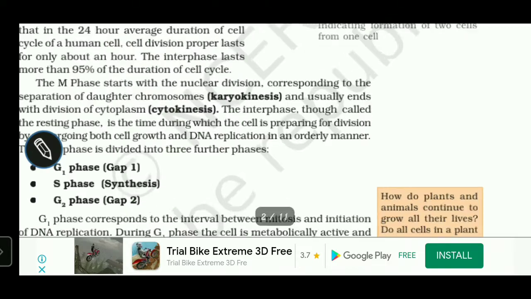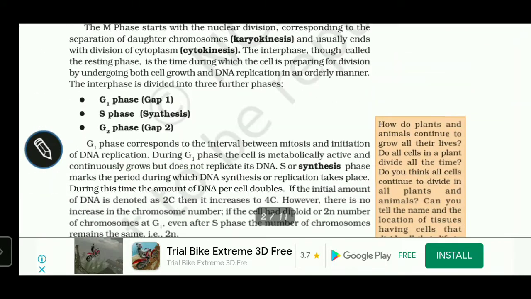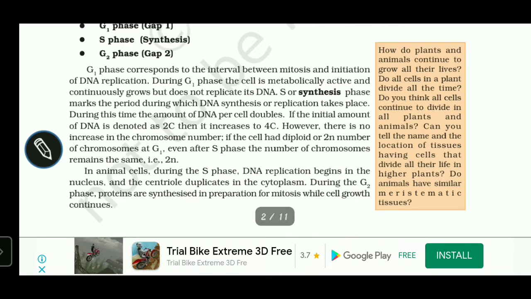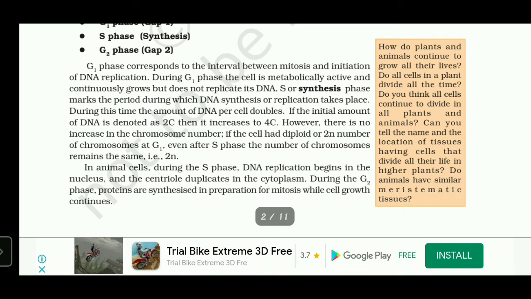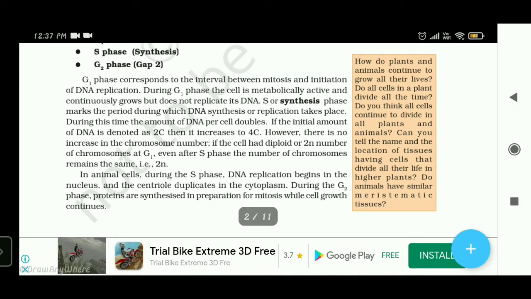In the last class we discussed the three phases of interphase, which were the G1 phase, the gap 1 phase, the S phase, which is the synthesis phase, and the G2 phase, which is the gap 2 phase. So let's now discuss what happens in these phases. First we have the G1 phase. G1 phase is the interval between the mitosis and the initiation of DNA replication.